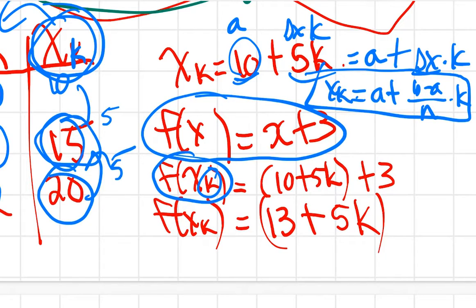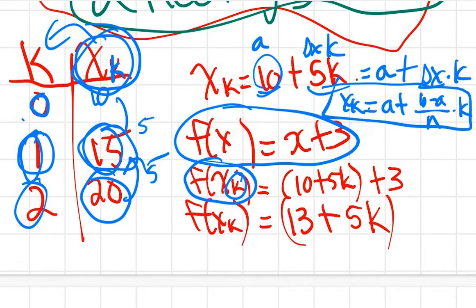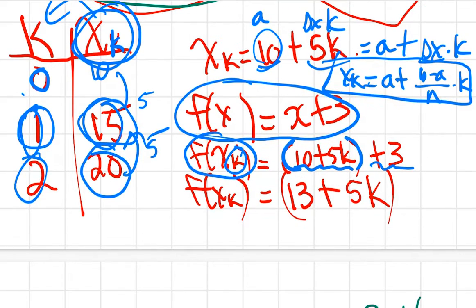And we know that the formula is x. That's our x value. We figured that out, right? 10 plus 5k plus that extra 3 from the end of the function, x plus 3. If I simplify that, I get 13 plus 5k.